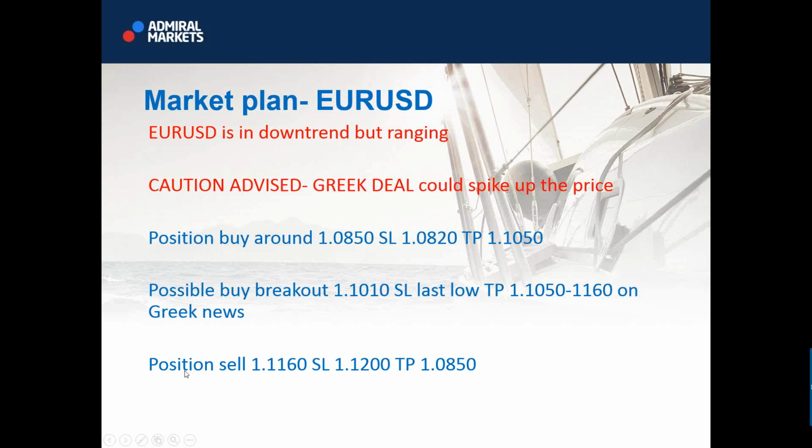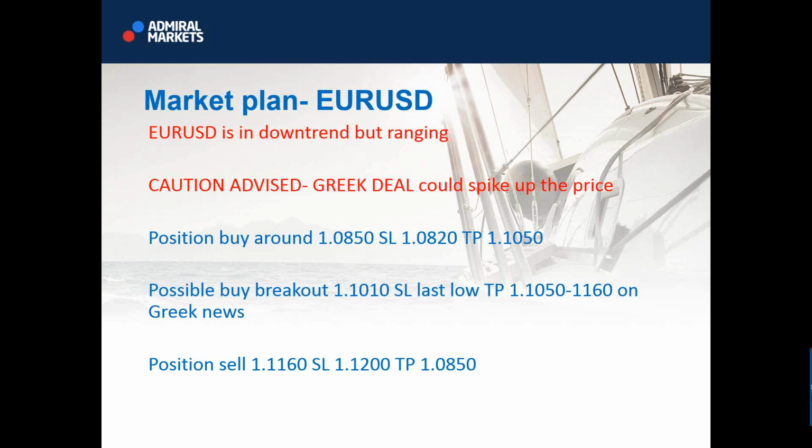So for the alternative sell trade, 1.1160 with 1.2000 stop loss, and again target 1.0850. Why am I saying this? Because I think that euro dollar, by breaking 0.950, is now in a slight downtrend. So Greek news can only give us a better price to sell.